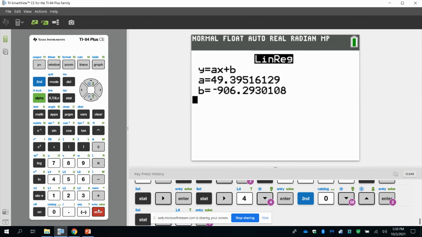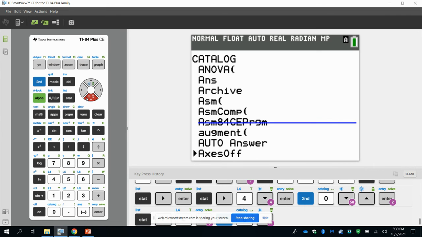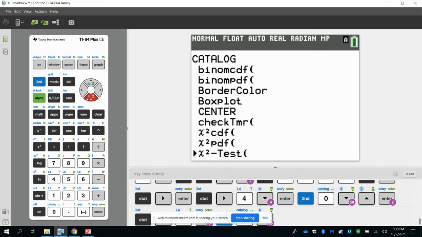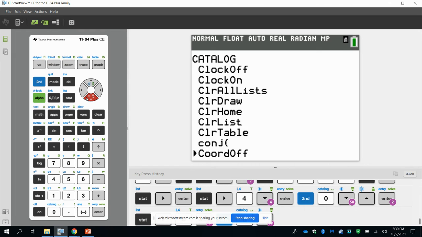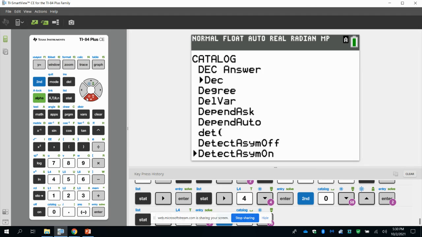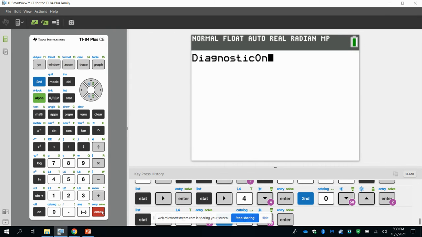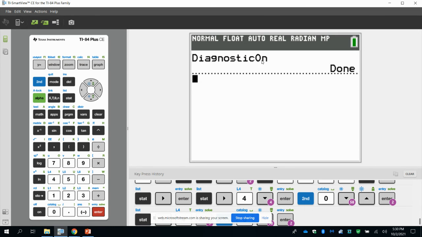Now I'm going to turn it on again. By pressing second 0, we call the catalog, and then we turn the diagnostic on. Scroll to the D functions. This is based on alphabetical order. Okay, now diagnostic on, right? I want to turn it on, so press enter. Now the function name is on the calculator screen. You press enter one more time. Okay, and now it's turned on. It said done. That means it's already turned on.